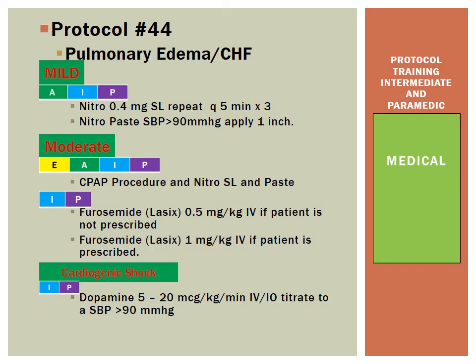They're also going to administer nitro paste, 1 inch, to maintain a systolic blood pressure greater than 90 millimeters of mercury. Now, if the patient is a moderate pulmonary edema patient, all provider levels will initiate CPAP procedures and also administer nitro sublingual and paste if they have not already done so.